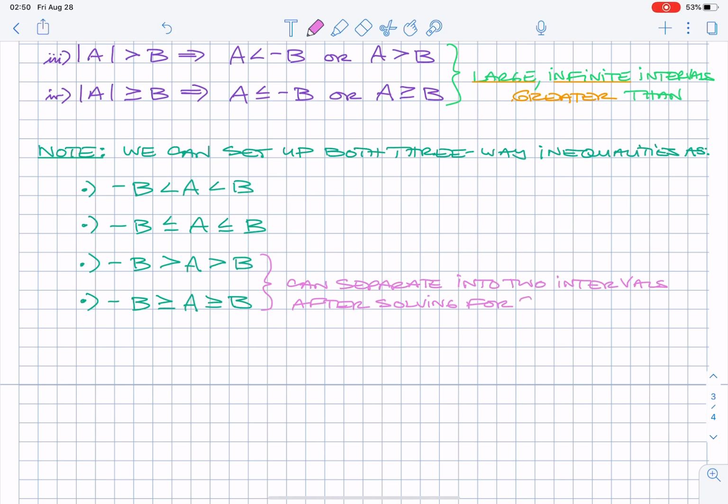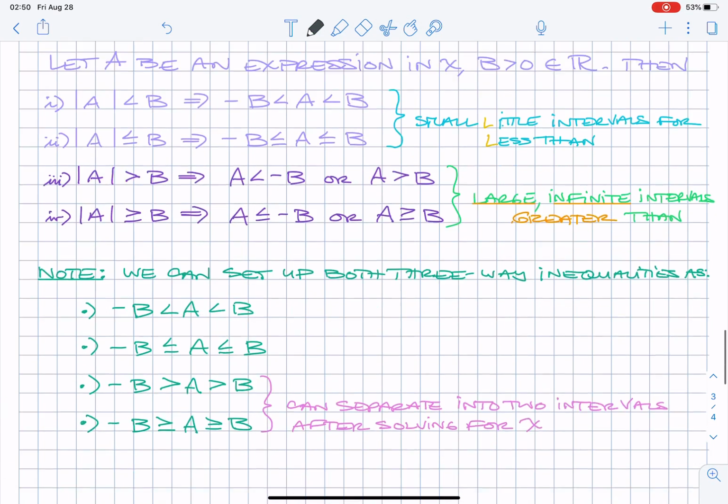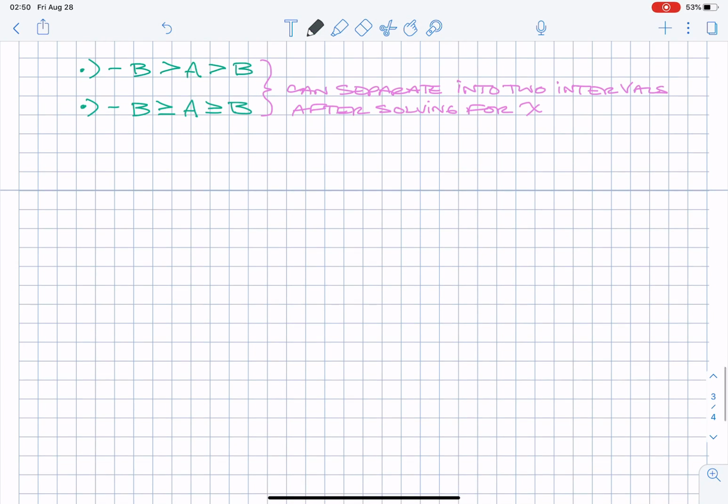So what do I mean by that? Well, let's first solve some inequalities graphically, absolute value inequalities. So, for example, pardon me, solve the following absolute value inequalities.